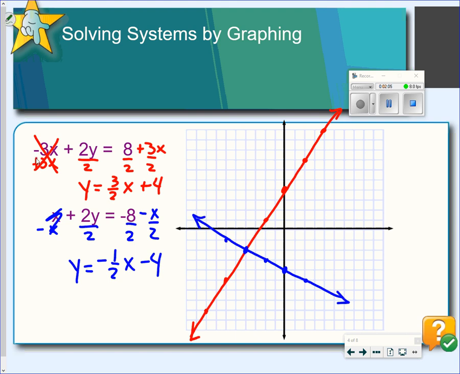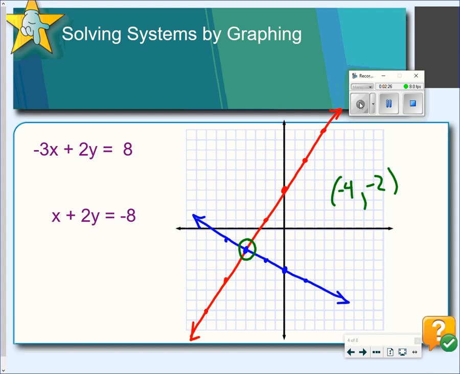And this blue line represents all of the possible solutions to the second equation. So the one point that both equations have in common is the solution to the system. So that point is negative 4, negative 2. We can check that point, make sure it is a solution by substituting back into the two equations.